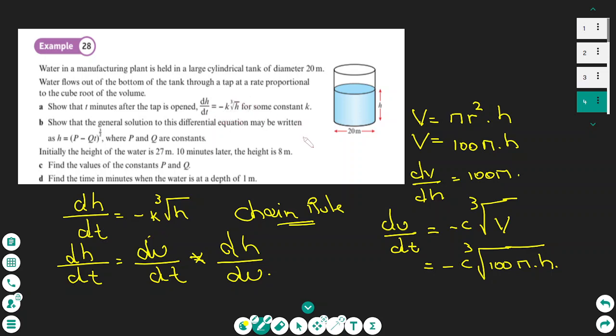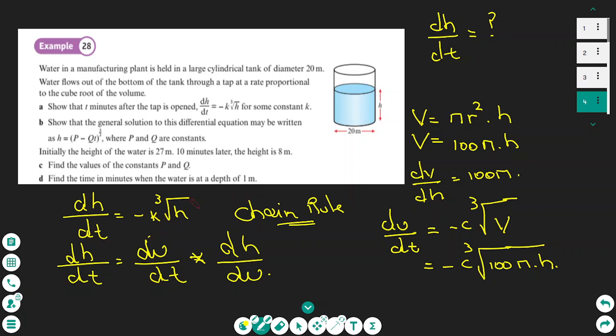Let's start to analyze the problem and also simplify the problem. It says here that water flows out of the bottom of the tank through a tap at a rate proportional to the cube root of this volume. But how do I find the dh over dt? This is one question here. How do I find the dh over dt? One way to find the dh is to use the chain rule.